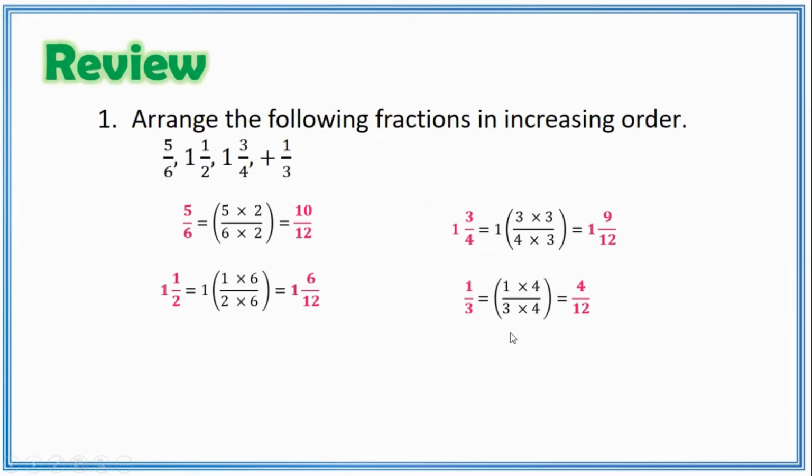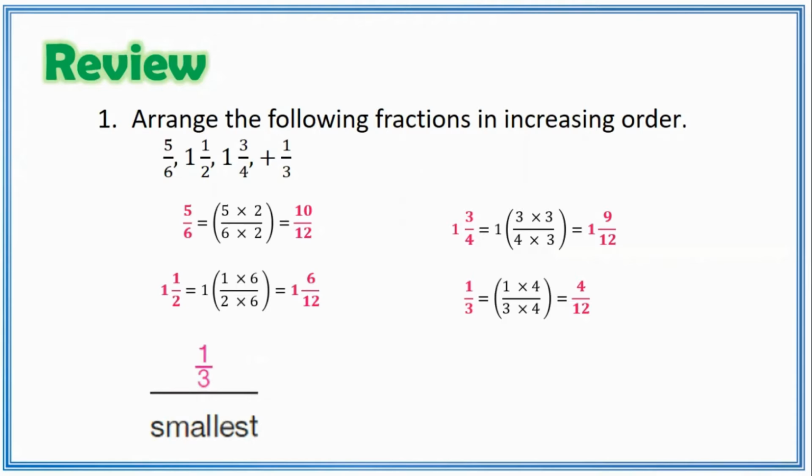Next, 1 out of 3 must be multiplied by 4 out of 4. So 1 times 4 is equal to 4, and 3 times 4 is equal to 12. So 1 out of 3 is equal to 4 out of 12. So now let us arrange these fractions in increasing order. So if it is increasing, we need to start from the smallest fraction.